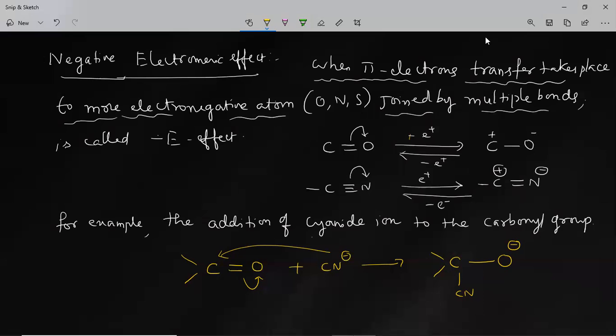But in the positive electromeric effect, what happened? Electrons transfer towards one atom, and towards that only the electrophile attacked. So here, we will call it the minus E effect. Once again, I'll read what is negative electromeric effect. Negative electromeric effect is nothing but when pi electrons transfer to a more electronegative atom joined by multiple bonds, then that is negative electromeric effect. So this kind of shift towards the more electronegative atom is called negative electromeric effect. Here we observed the cyanide ion attack example. Okay.